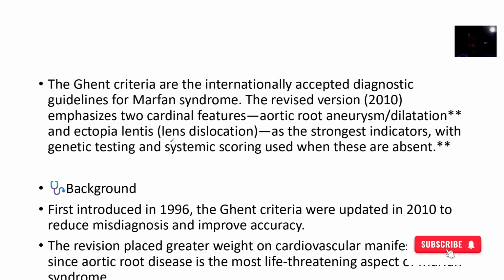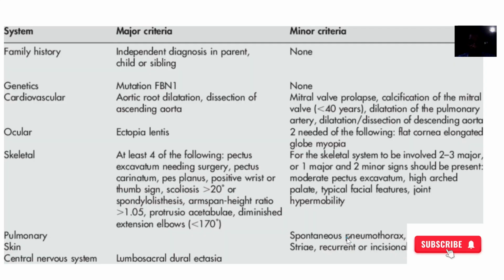So, background: it was first introduced in 1996, and the Ghent criteria was updated in 2010 to reduce misdiagnosis and also improve accuracy. The revision placed greater weight on cardiovascular manifestations, since aortic root disease is the most life-threatening aspect of Marfan syndrome. Okay, that's what we got.